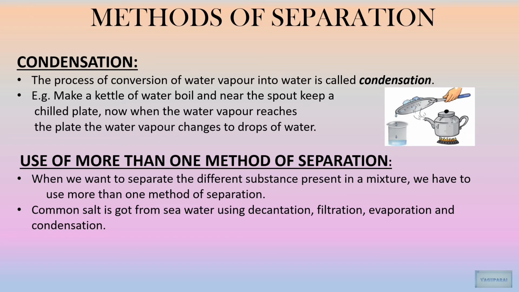The other important method of separation is condensation. In condensation, the water vapor is again converted into water. For example, make a kettle of water boil and near the spout keep a chilled plate. Now, when the water vapor reaches the plate, the water vapor changes to drops of water. This is called condensation. We can use more than one method of separation in our process for separating different substances. For example, common salt is got from seawater using decantation, filtration, evaporation, and finally condensation.